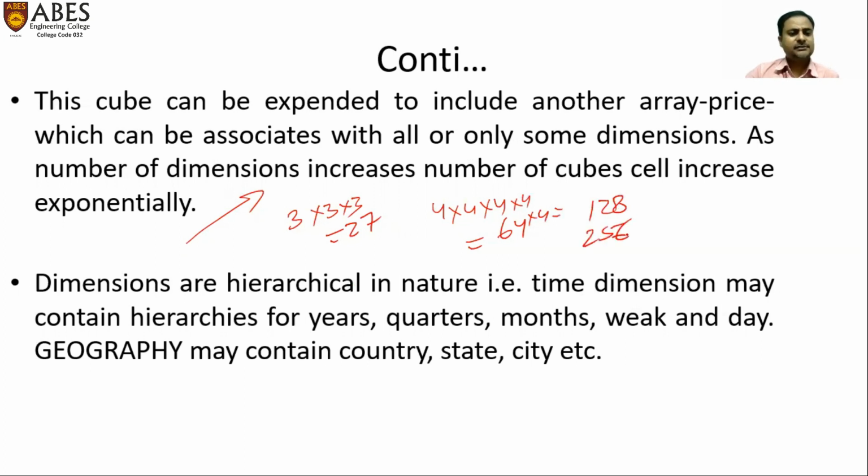Dimensions are hierarchical in nature. The time dimension contains hierarchies for year, quarter, months, week and days. Geography may also contain different parameters like country, state and city.